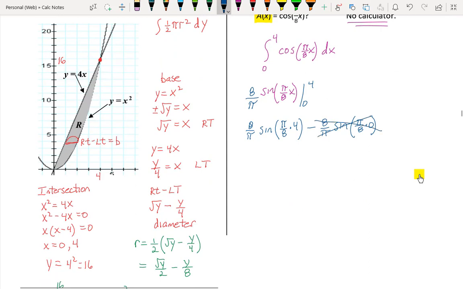On the left side here, I'm going to get 8 over pi times the sine of pi over 2, and the sine of pi over 2 is 1, and 1 times 8 over pi is just 8 over pi. So easier than it looks sometimes.